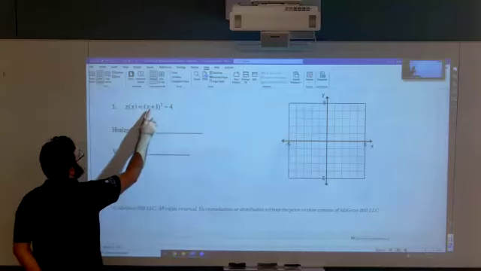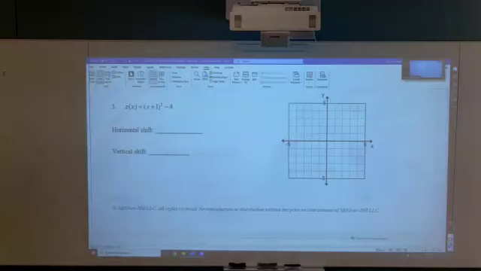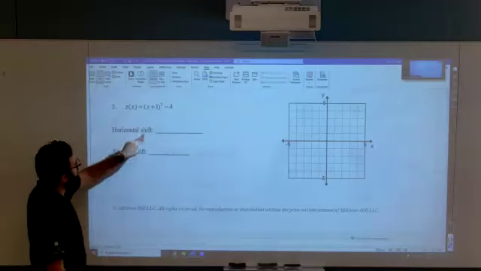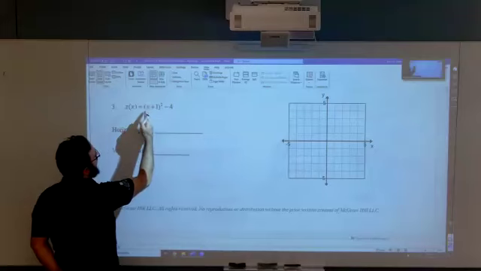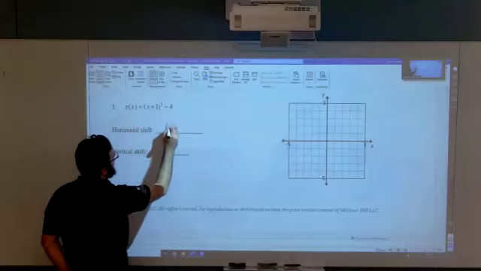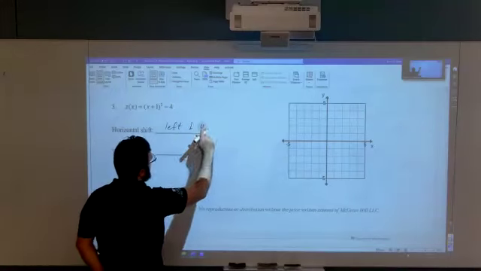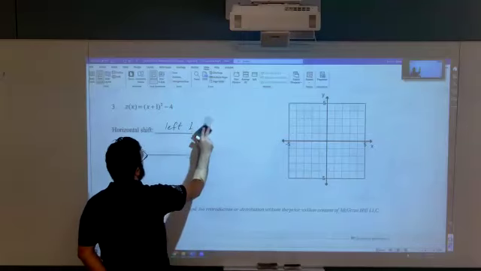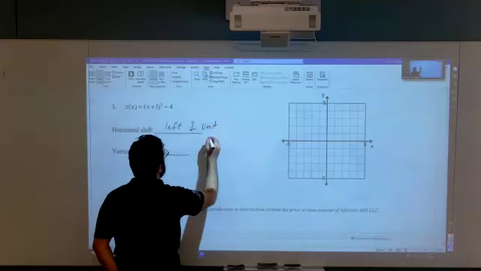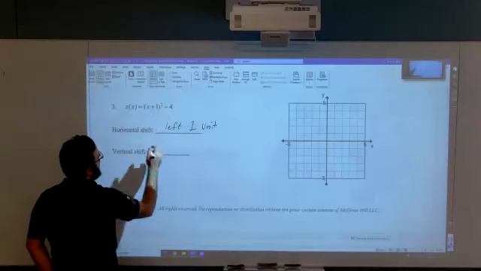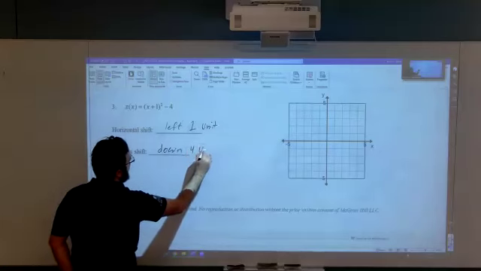Next, C of x equals (x plus 1) squared minus 1. How many transitions do we have? We have 2. Horizontal shift, left or right? Left. How many units? 1 unit. What else? We have a vertical shift. Where? Down. How many units? 4 units.